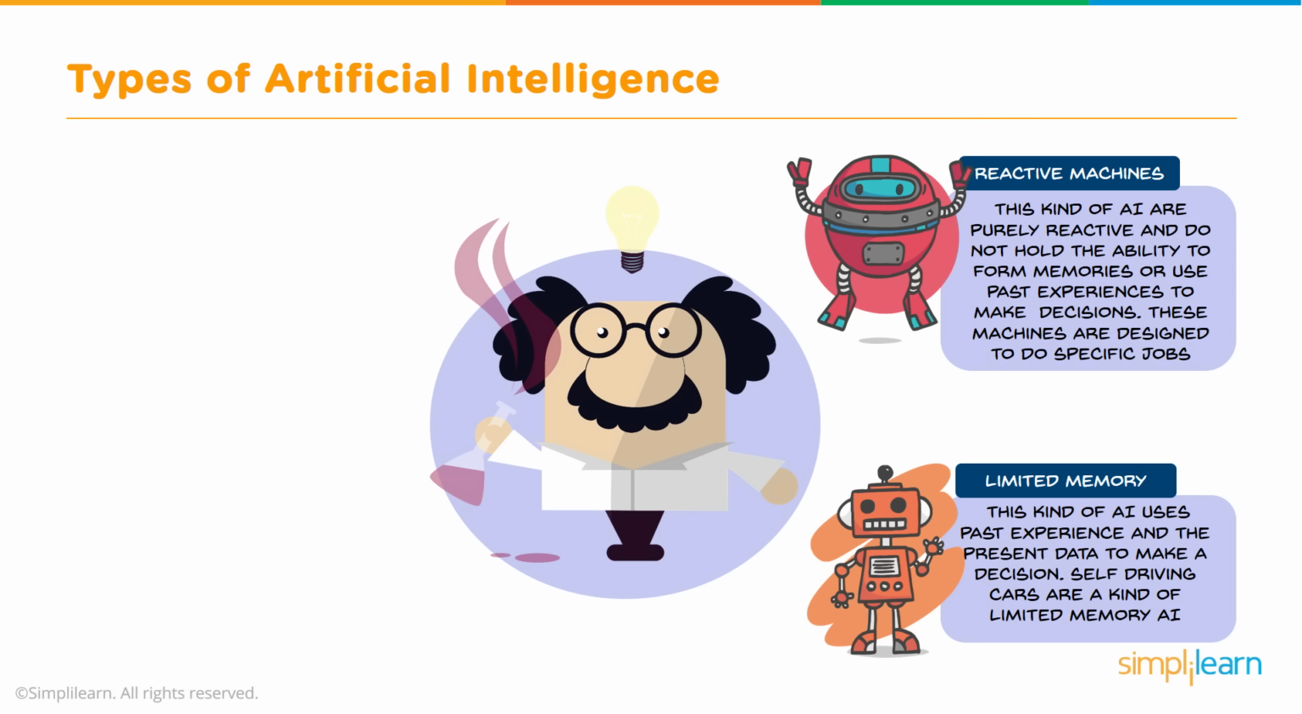Then we have limited memory. And this is kind of right where we're at right now. This kind of AI uses past experience and the present data to make a decision. Self-driving cars are a kind of limited memory AI. We bring up self-driving cars because that's a big thing, especially in today's market. They have all these images and videos of what's gone on before, and they use that to teach the automatic car what to do. So it's based on a limited memory.